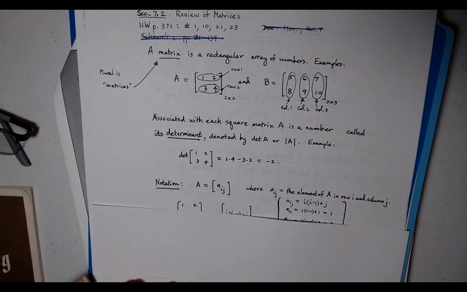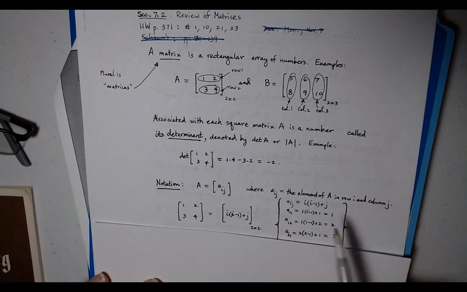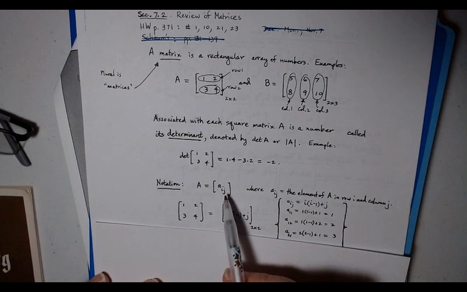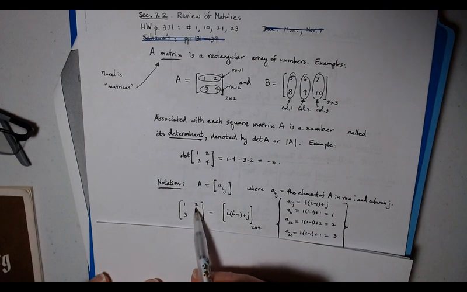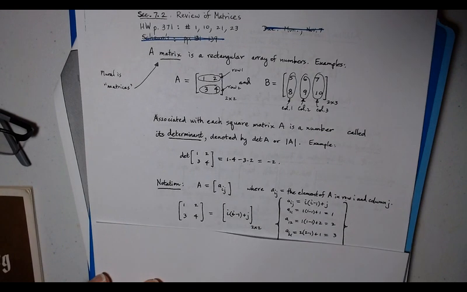Notationally speaking, we say that this is, again, rows first. So Aij is the thing in row i, column j. So this is A1,2. In row 1, column 2 is the number 2.